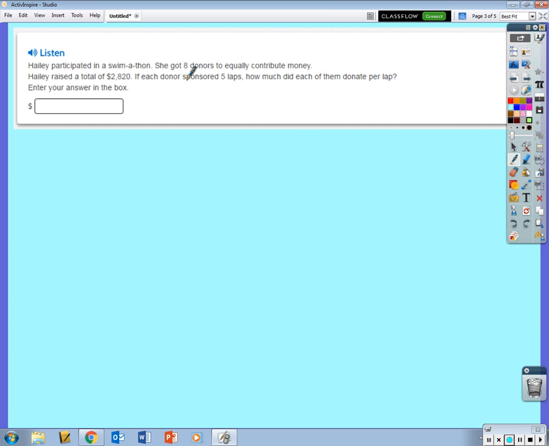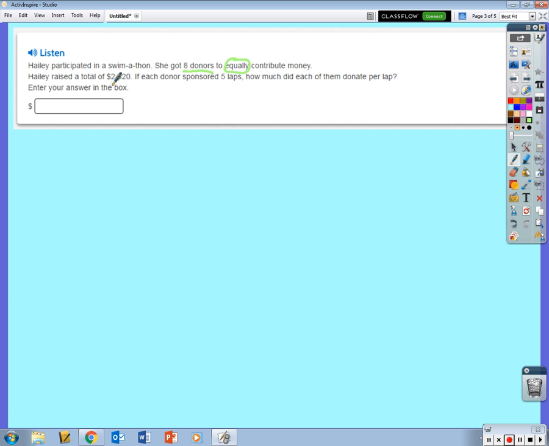Okay, a couple things here. 8 people decided to sponsor Haley. So Haley swimming, it's kind of like a race for the cure type thing where you get people to sponsor you and you raise money for a good cause. Well, here, she had 8 people. So maybe mom and dad, grandparents, maybe a brother, sister, aunt, and uncle. And the key here is they all gave her equal contributions. So if one person gave her $10, they all gave her $10. If one person gave her $15, they all gave her $15.